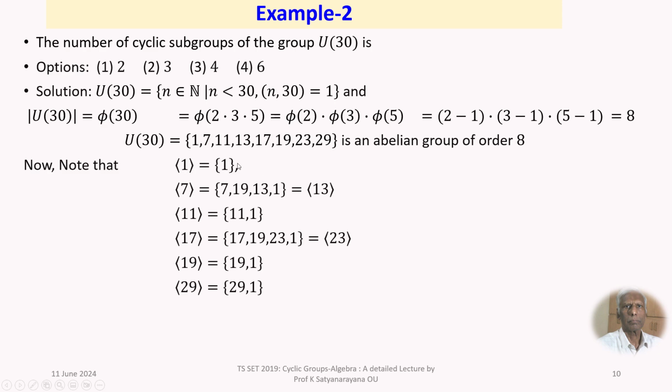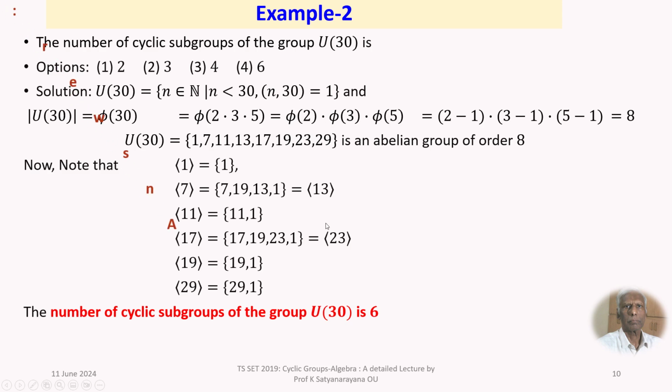And the cyclic subgroups generated by them. How many cyclic subgroups are there? There are 6. The number of cyclic subgroups of the group U30 is 6. 1, 2, 3, 4, 5, 6. So where is the answer 6? Option 4. So our answer is option 4. That is the detailed discussion of that question.